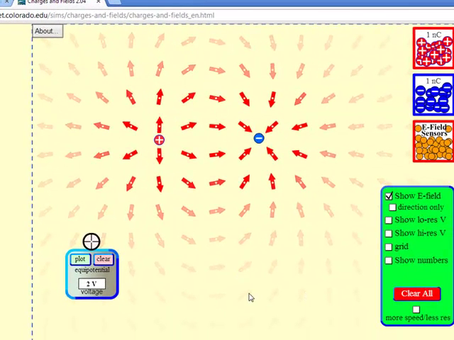The other thing we can do is test the electric field strength at different points. And we've got an instrument here that can do this for us. It's an electric field sensor. Just get this working here now.